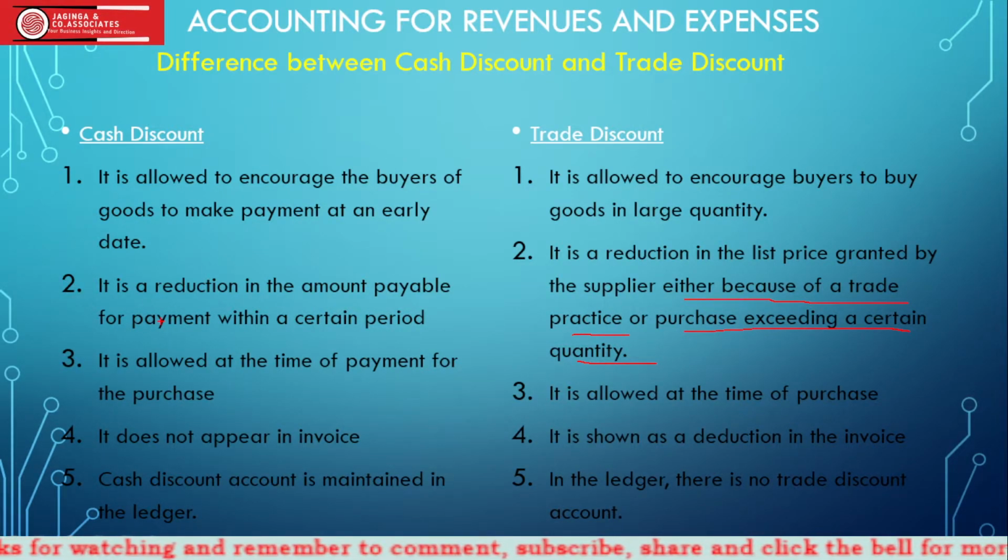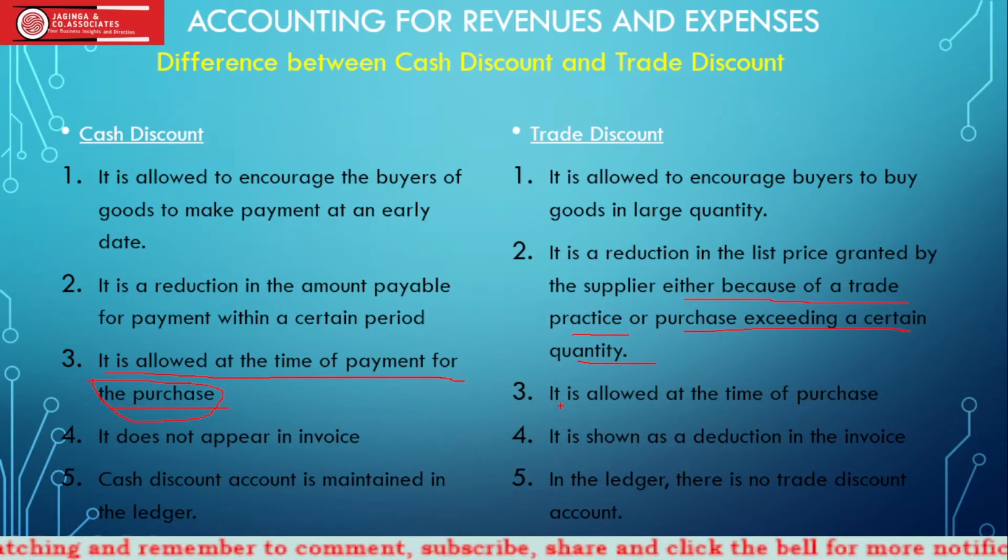And then on the third difference, cash discount is allowed at the time of payment of the purchase. So when you are coming back to pay for what you purchased, we are telling you we'll give you this discount when you pay within this period. When you pay within 15 days, we'll give you maybe 5% discount, as opposed to paying the full amount when you pay after 30 days. So it is allowed at the time of payment for the purchase.